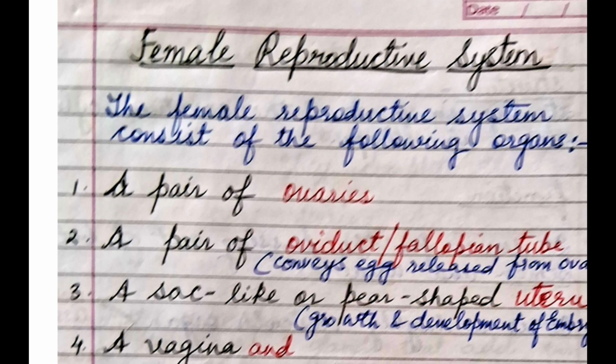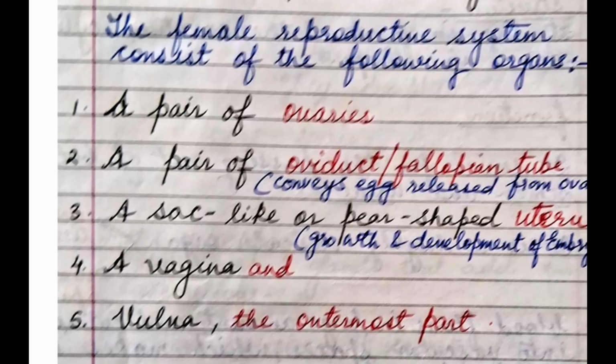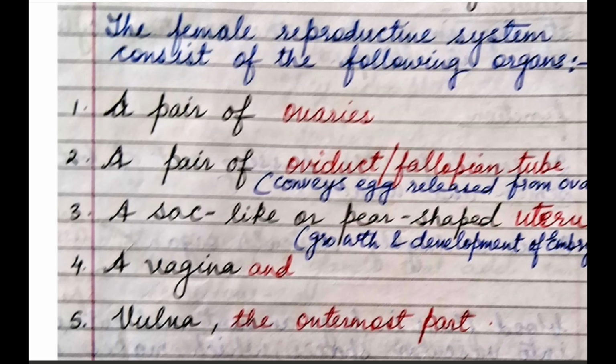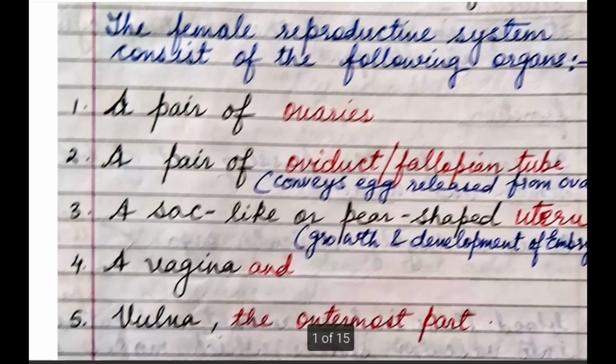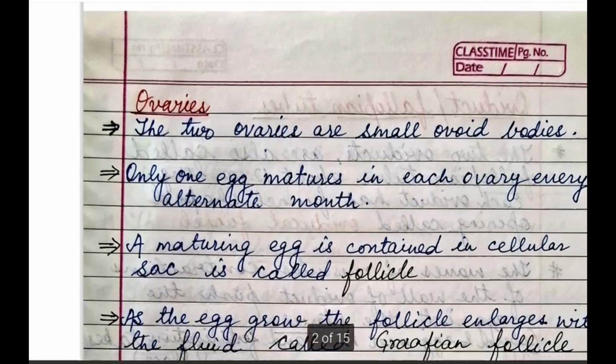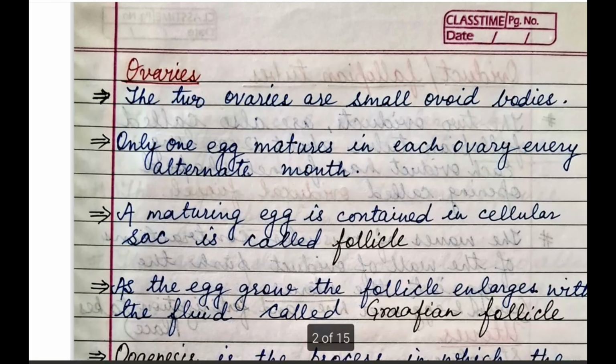So in this video we are going to study about the female reproductive system. The female reproductive system consists of a pair of ovaries, a pair of oviducts, that is fallopian tubes, and a sac or pear shaped structure which is known as the uterus, and the vagina, and a vulva, the outermost part. All right, so these are the 5 parts of the female reproductive system. Now we will study them one by one.